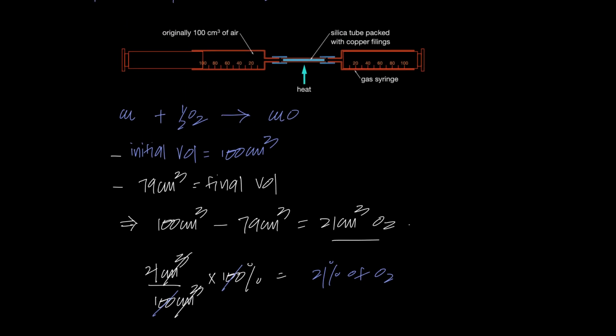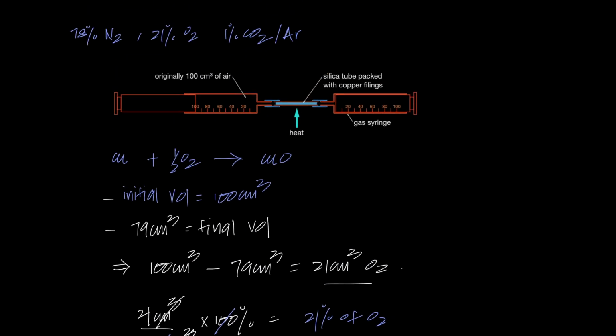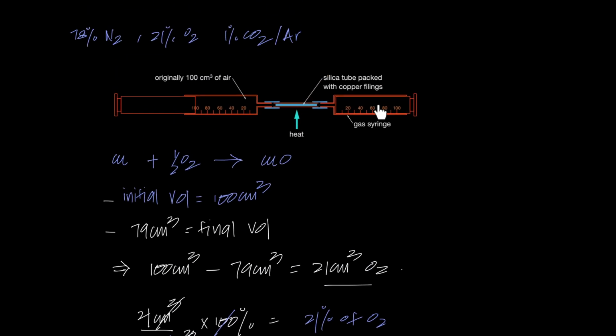Now, if I want you to write the steps, that's the thought process. But if I want you to write the steps, it's pretty easy. What am I going to do? I'll take these two gas syringes and connect them through this connector right here. That's the silica tube that's with me, and it has some copper fillings in it, right? So before heating it with a Bunsen burner, I'll first push the plunger inwards.